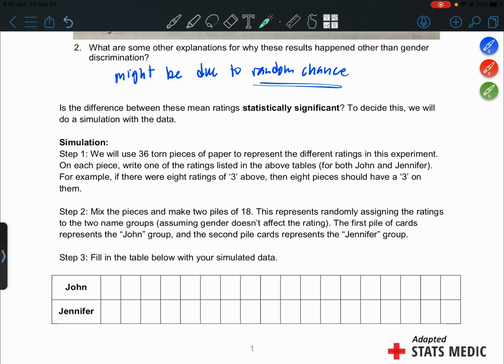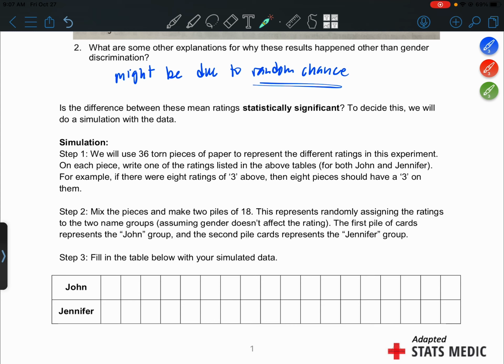Now the reason we're not going to do it this way is, number one, I'm not there with you. Number two, it would have taken a lot of time for me to put together all these 36 pieces of paper, and I need to have a set for every student. That was more work than I had time to prepare. So we're going to do the simulation digitally.